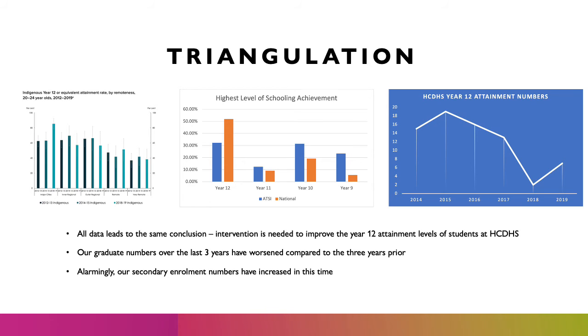Triangulation is the bringing together of multiple data sources that lead to the same outcome to increase the legitimacy of a data-based inquisition. When comparing the data sets we have already looked at with our graduation numbers over the past 6 years, we can see from a data perspective there is clear triangulation. Over the last 3 years, our graduation numbers have dropped, which is accurate to the very remote statistics from the Closing the Gap report, and similar comparisons can be drawn from the ABS statistics. Enrollment numbers are not a contributing factor, as these have increased over the last 5 years at HCDHS.